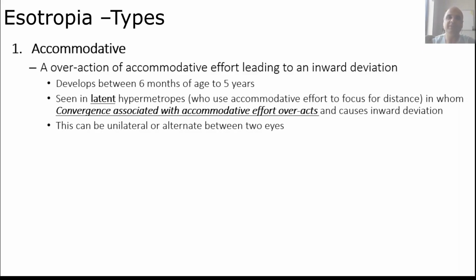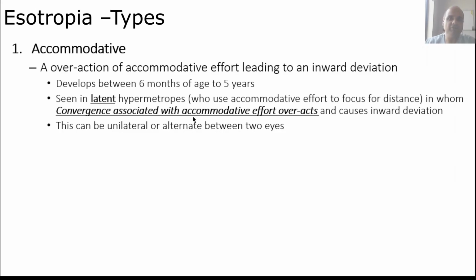Normally, the convergence isn't that great because you're looking far off, but an individual in which, and only in individuals in which, convergence associated with accommodative effort overacts would get accommodative esotropia. So not every child, remember this is seen between 6 months to 5 years of age, or develops between 6 months to 5 years of age more appropriately. It can be seen much later, but it develops in this age group.